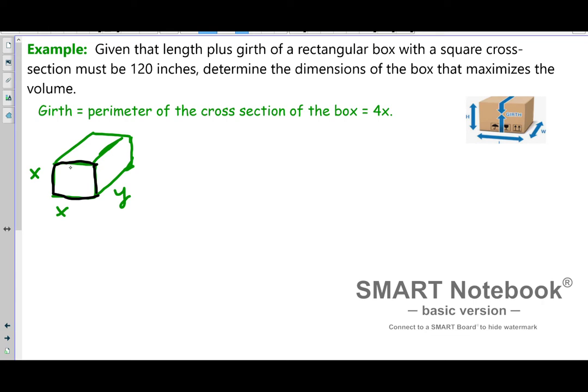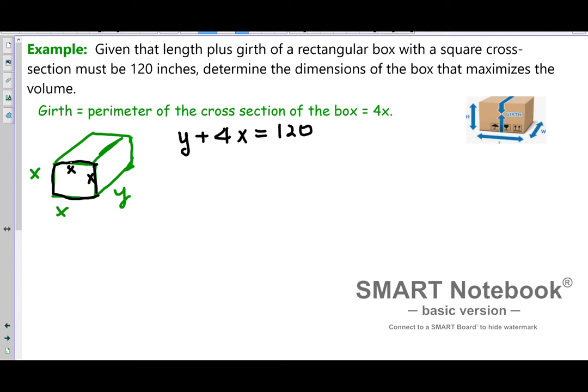Well, if this is x, right across from that is x. So basically this is a square cross-section box, and girth is simply the sum of all those four x's, which is 4x. So when they say length plus girth must equal 120 inches, given that the length plus girth of a box with square cross-section is 120, then if the length is y and the girth is 4x, y plus 4x is equal to 120. And notice the problem mentioned a square cross-section, and that's why I was able to select x by x on this end of the box.